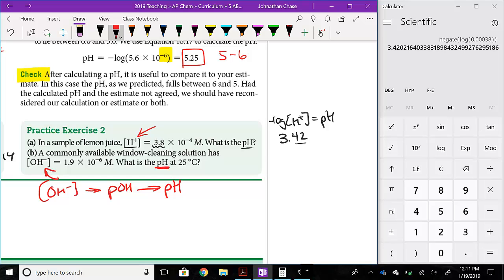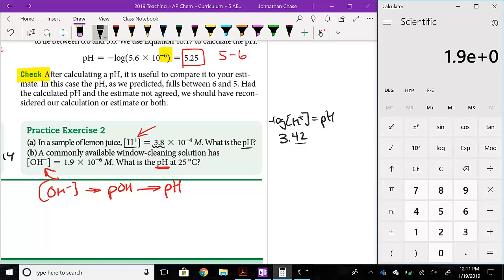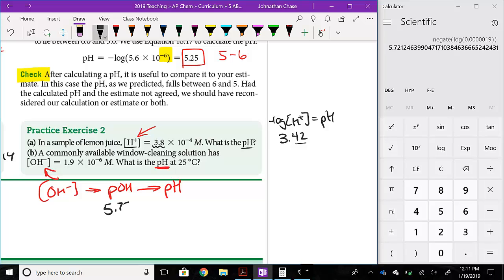We're going to plug in our value. First off, hydroxide ion concentration here. We're going to take the negative log to get into pOH. So our 1.9 EXP key, negative 6 power. Find the logarithm, negative. We get 5.72 as our pOH value. Now I've got my 5.72. We can take 14 minus 5.72, and we get 8.28 as a pH value.